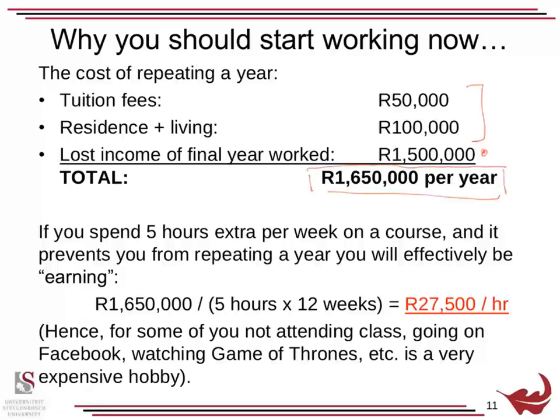So if you spend 5 hours extra per week on a course and it prevents you from repeating a year, you'll effectively be earning, let's say you put in 60 hours of work extra and that saves you from failing, roughly almost 30,000 Rand an hour. So that's quite a reasonable salary, if you could look at it that way. If that will help push you through, it is very expensive, the time value of money. So things like Facebook, watching Game of Thrones, whatever you do, they can be very expensive hobbies if they prevent you from graduating. I do understand that, especially in COVID, there were a lot of extenuating circumstances.